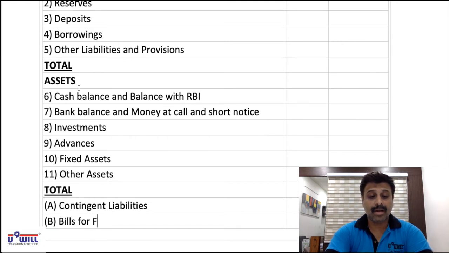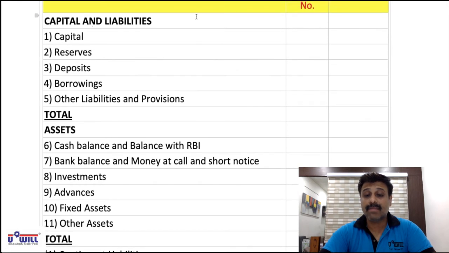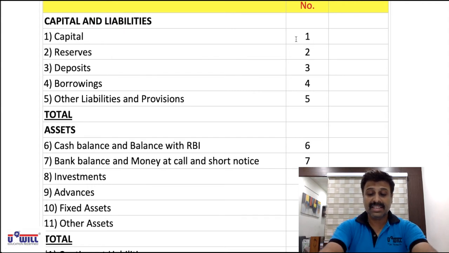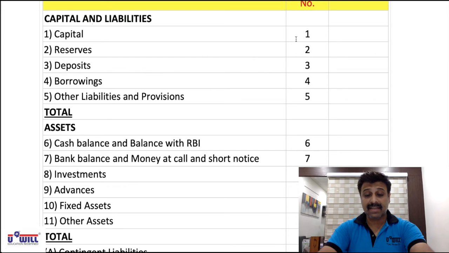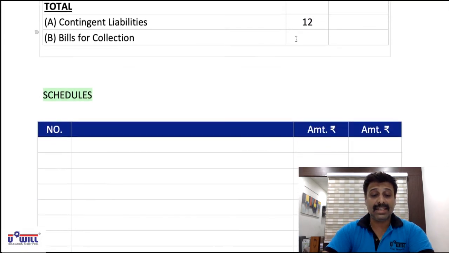So this is a complete balance sheet format, which we have to always make in advance. Schedule numbers would be: capital is 1, reserves is 2, deposits is 3, borrowings is 4, other liabilities and provisions is 5, cash balance and balance with RBI is 6, bank balance and money at call and short notice is 7, investments is 8, advances is 9, fixed assets is 10, other assets is 11, contingent liabilities is 12. So now we'll make these schedules in detail.